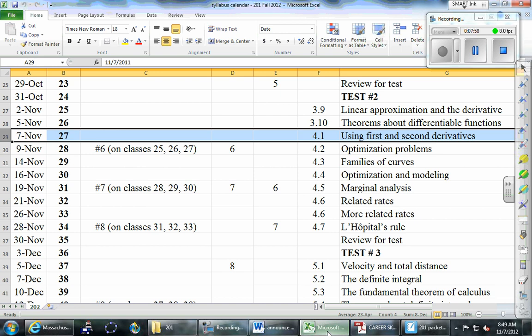Next class on Friday, we have quiz number 6, which is on classes 25, 26, and 27. So the 3 classes including today since the test. All right, so it'll be on the linear approximations. That was the tangent lines. The theorems about differentiable functions. We had 2 that had names, the mean value theorem and the racetrack principle, and then today's stuff. Also, project 6 will be assigned on Friday. You can pick it up early if you wish.